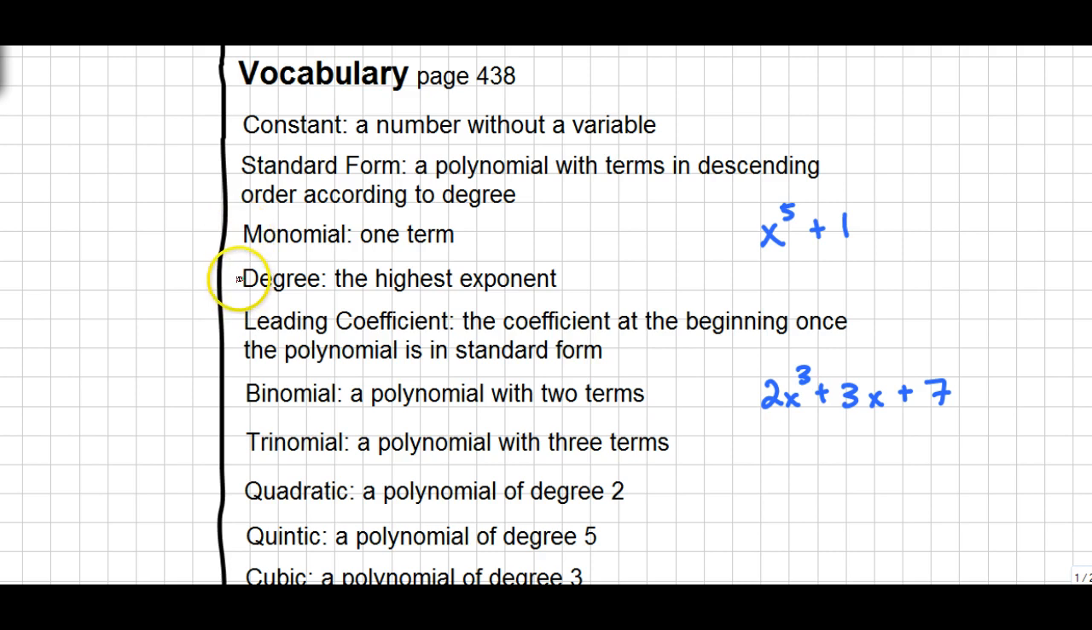We'll come back to monomial later. Degree is the highest exponent. So in this one, we'd say the degree is 5. Here, we'd say the degree is 3. Keep in mind that if you put it in standard form, usually the degree is really easy to identify.